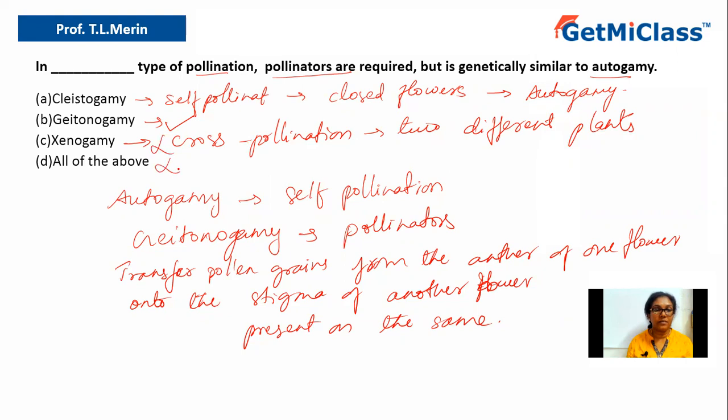Option B says all of the above, which is ruled out. So let us conclude. So what is the answer? The answer is geitonogamy. So that is the right answer.